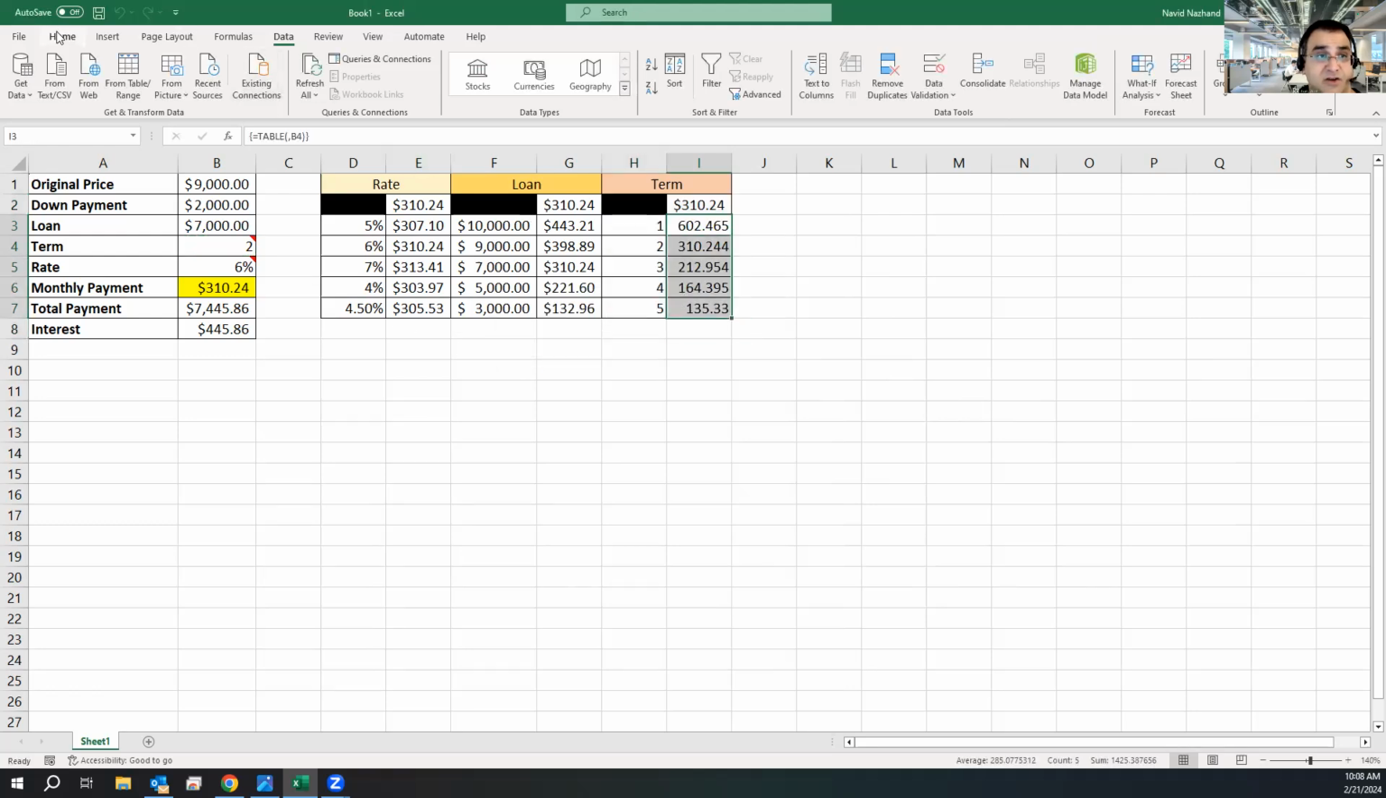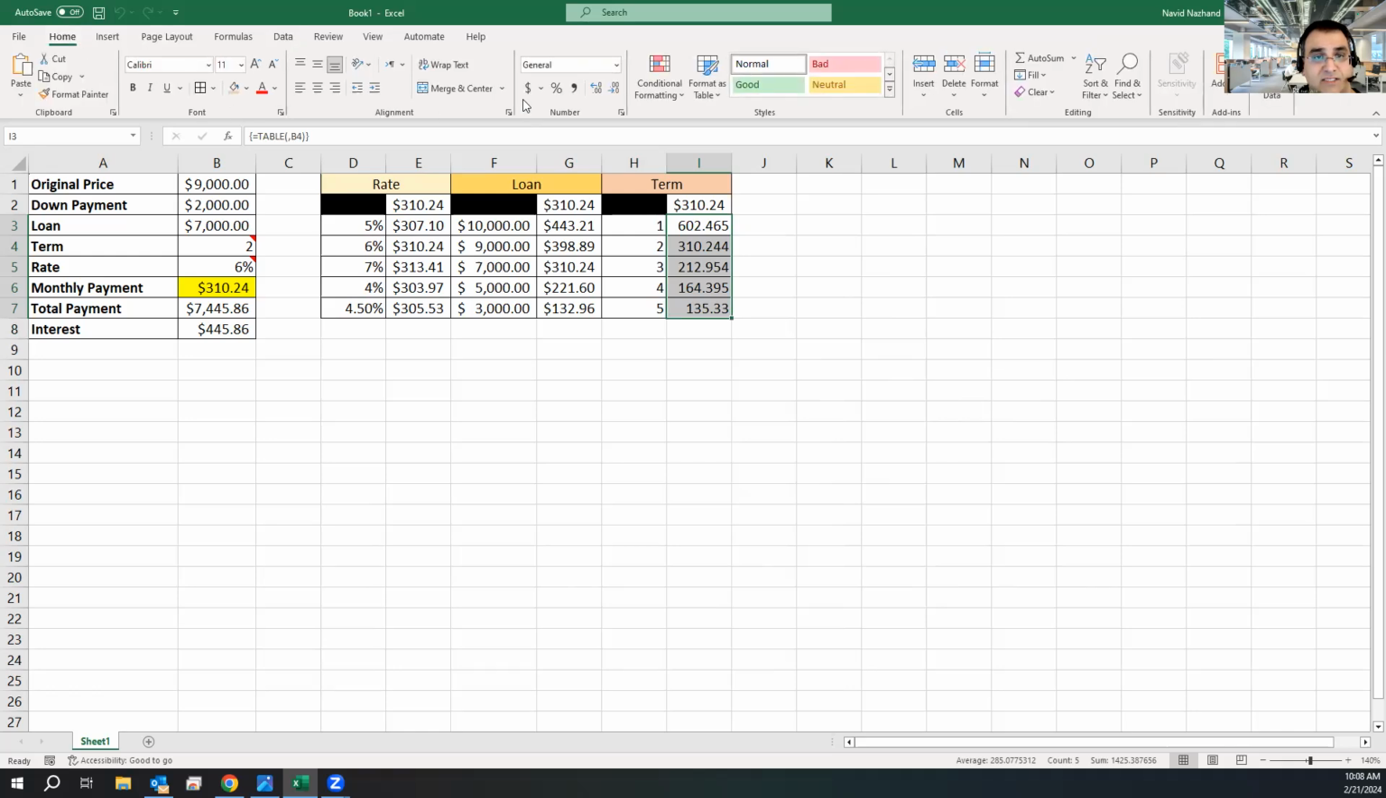So if you're getting that $7,000, this means that everything is going to stay as it is here. So $7,000 loan, but instead of having 2 years of term, I'm going to have 1 year, 2 years, 3 years, 4 years, 5 years. So if you are going to just pay that $7,000 in 1 year and 6% of interest, then your monthly payment is going to be $602.47. So this is when you're dealing with one thing.